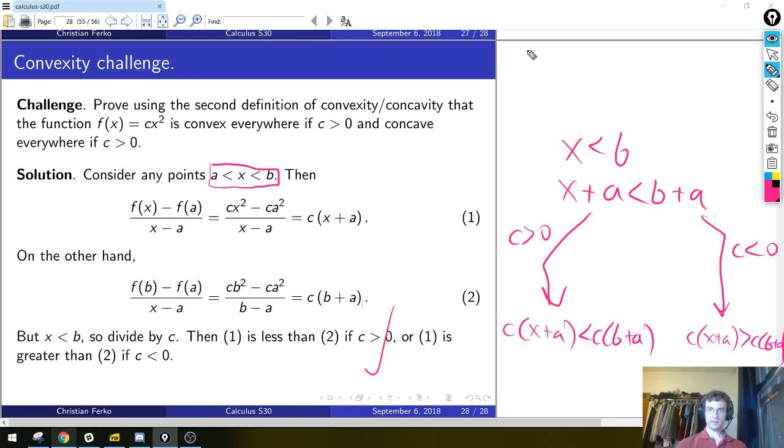Good, so we did it. Convex if you're an upward opening parabola, concave if you're a downward opening parabola, as we want.